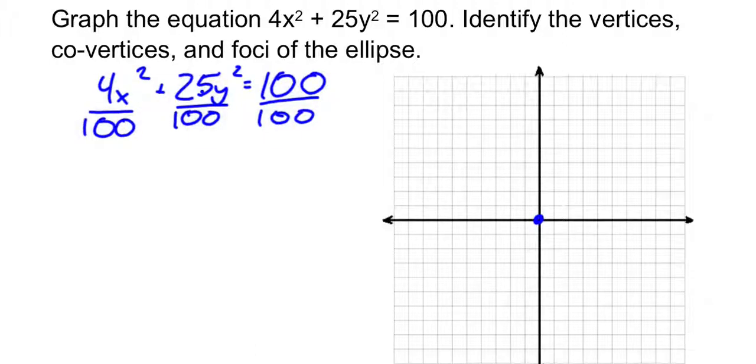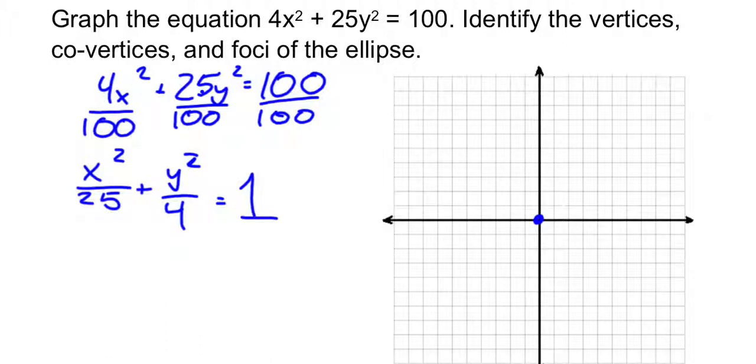So what's 4 over 100? 1 over 25. So we're going to have x squared over 25. 25 over 100 is? 1 over 4. So we're going to have y squared over 4. And 100 divided by 100 is? 1. So that looks like our ellipse.